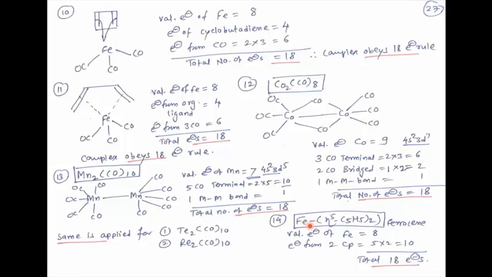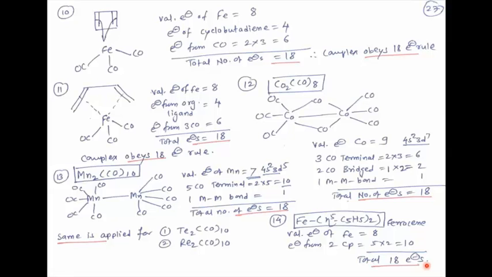Then see ferrocene. Fe is attached to 2 cyclopentadienyl rings. So the valence electrons of Fe are 8 again, we know it, and electrons from 2 cyclopentadienyl groups, 5 into 2. 1 cyclopentadienyl donates 5 electrons. 2 groups, therefore 10. So the total number of electrons is 8 plus 10, 18.